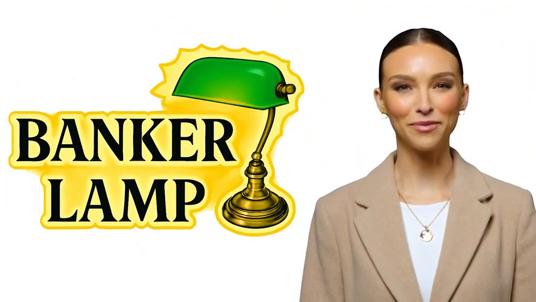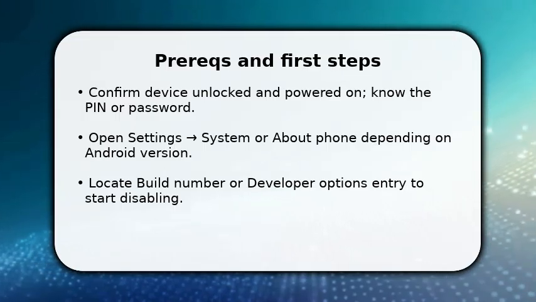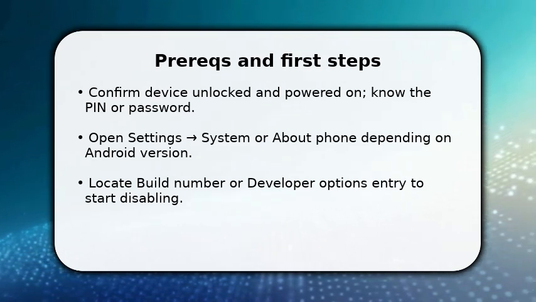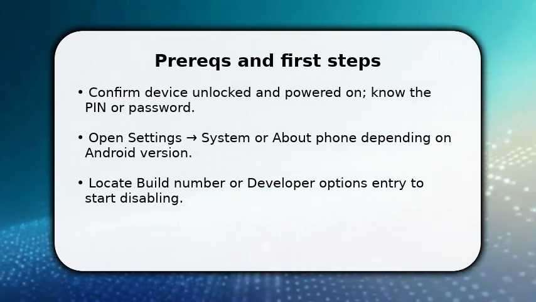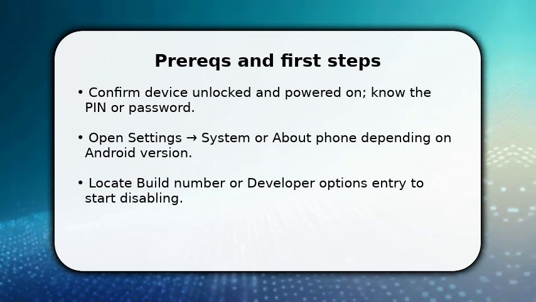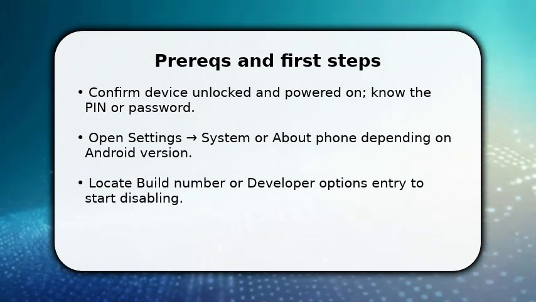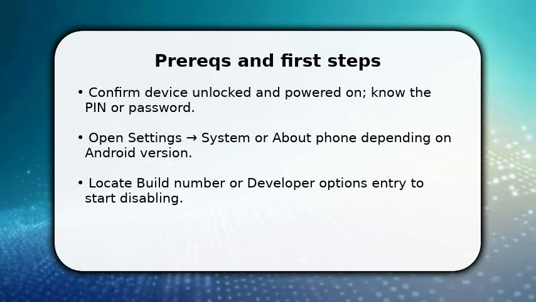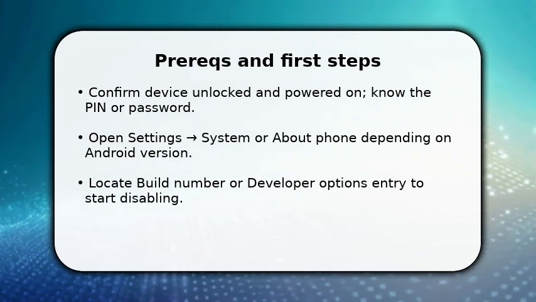Please enjoy the video. You need the device unlocked and your screen active. Enter your PIN if prompted. First, open Settings and go to System or About Phone. Layouts vary by manufacturer. Once there, find Build Number or the Developer Options menu.